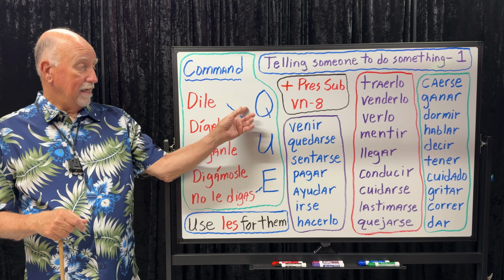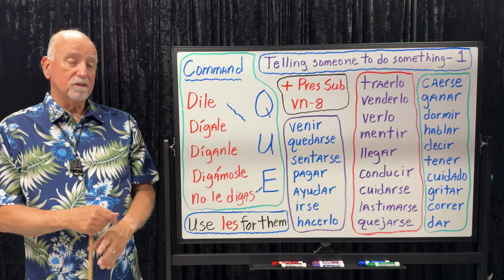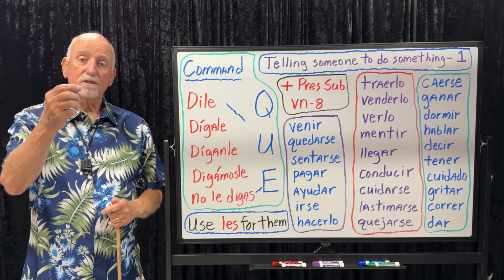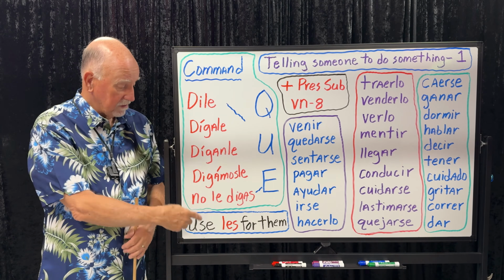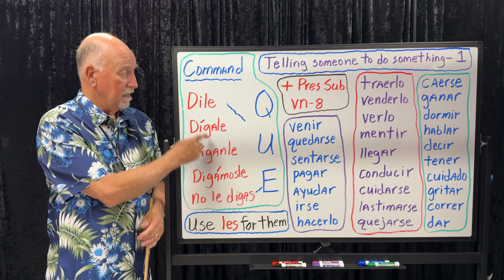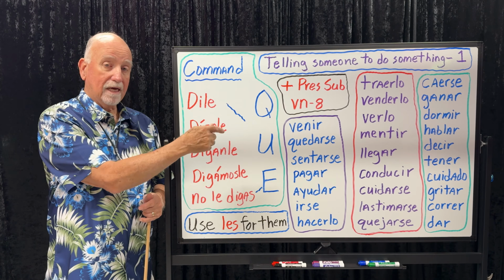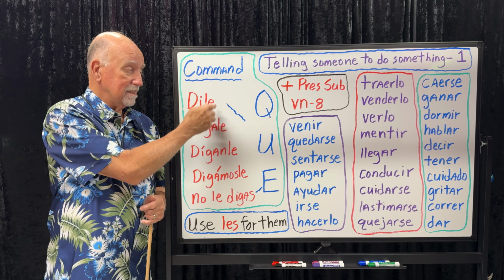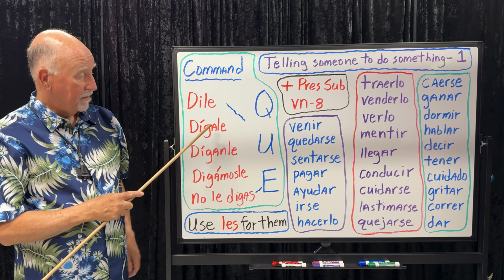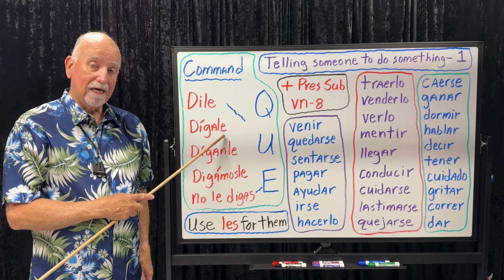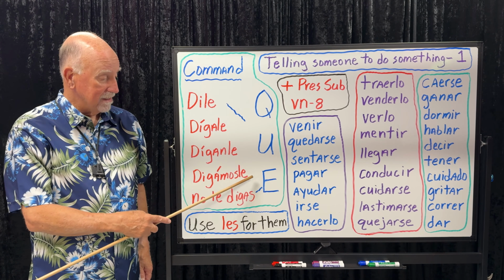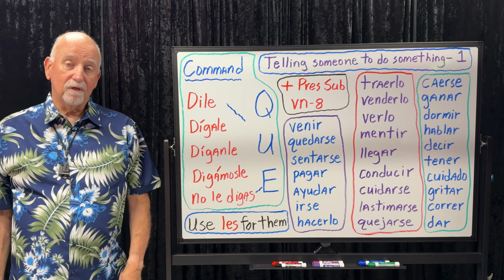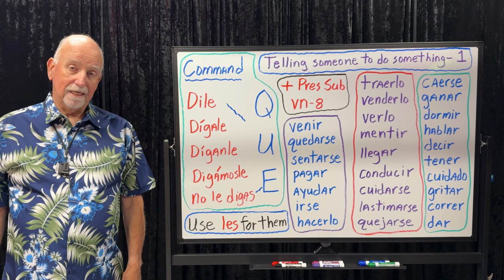Dile que. In this case, when you're telling someone to do something, the que means to. Tell him to, or tell her to. If you want to say tell them to, you're going to use les. So tell him to do something is dile que, blah, blah, blah. Tell them to do something would be diles with an S, diles que. And the same thing here. Dígales que, díganles que, digámosles que. No les digas que. So if you want to say them, it's les, L-E-S.